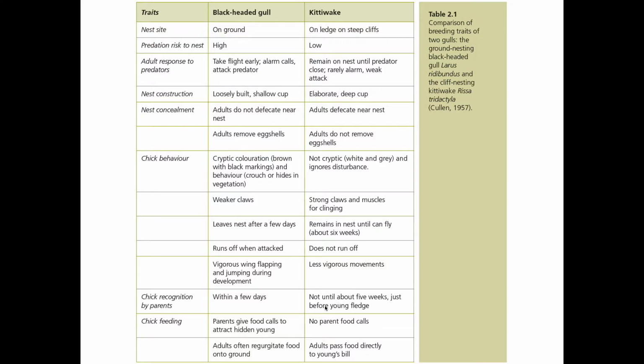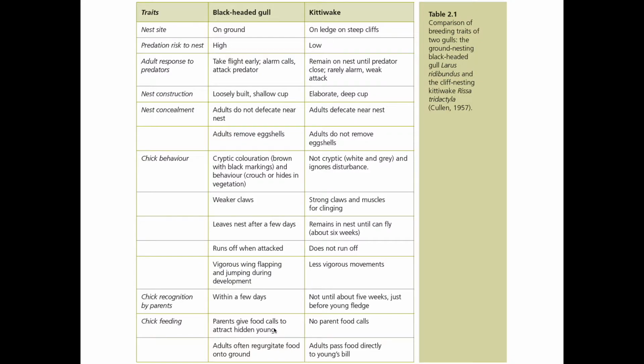It takes more time with the kittiwakes. Once again, because if you're nesting on a beach with a bunch of other black-headed gulls, there's probably a value that has been imposed upon these animals over evolutionary time in recognizing your parents relatively early on. If you're on a ledge on a steep cliff, probably the only birds you're coming into contact with are your siblings and your parents. So there's not as much of a need to do that.